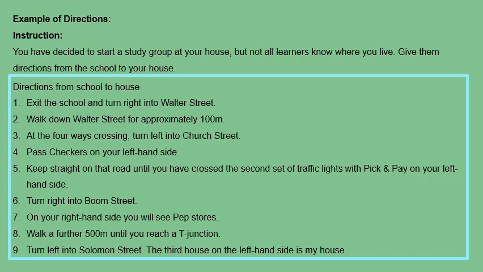At the Four Ways crossing, turn left into Church Street. Pass Checkers on your left-hand side. Keep straight on the road until you have crossed the second set of traffic lights with Pick and Pay on your left-hand side. Turn right into Boom Street. On your right-hand side, you will see Pep stores. Walk a further 500 meters until you reach a T-junction. Turn left into Solomon Street. The third house on the left-hand side is my house.